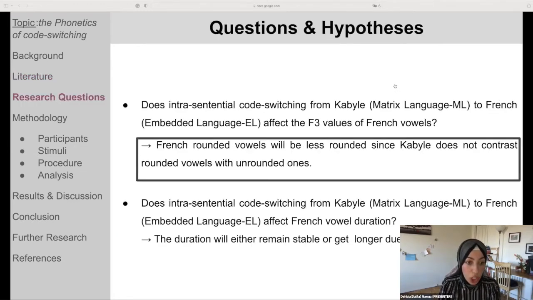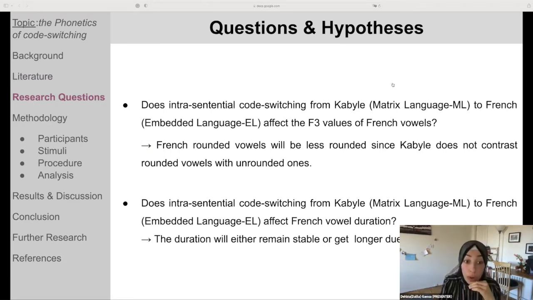Our main questions: the first one. We were interested in whether intra-sentential code switching from Kabyle, the matrix language, to French affects the F3 values of French vowels. We assume that French rounded vowels will be less rounded since Kabyle does not contrast rounded vowels with unrounded vowels. The second question was, does intra-sentential code switching from Kabyle to French affect vowel duration? We assume that vowel duration will either remain stable or get longer due to the short switch.